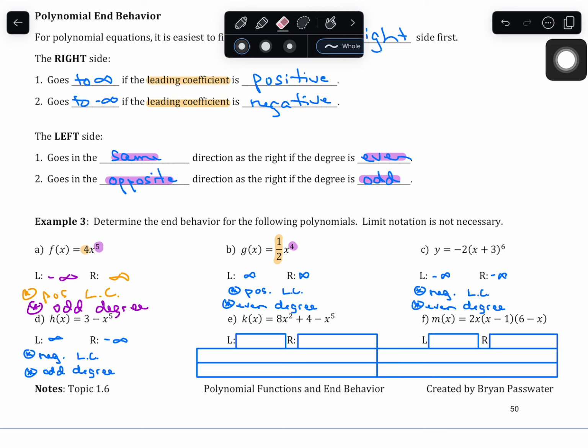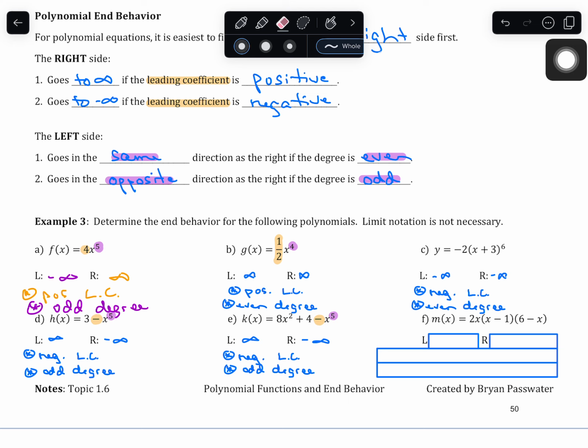For E, be careful because this is not in standard form, just like D. I forgot to mention that that was not in standard form. We had our leading coefficient of -1, and we have our degree of 5. Same thing with E. We have our leading coefficient of -1 and our degree of 5. So it is going to be the exact same as what we just had in D.